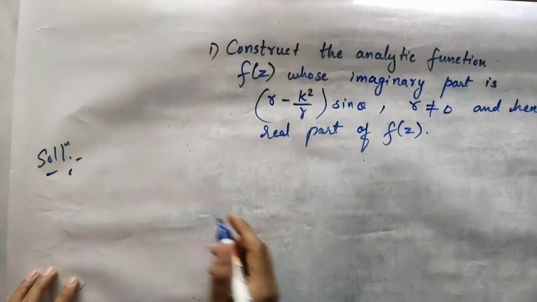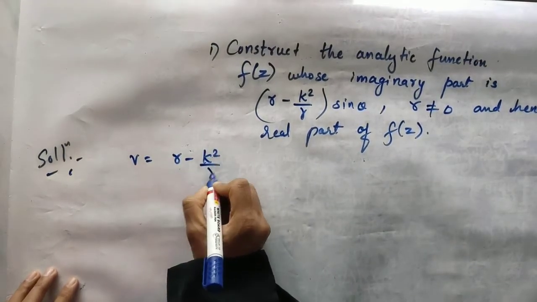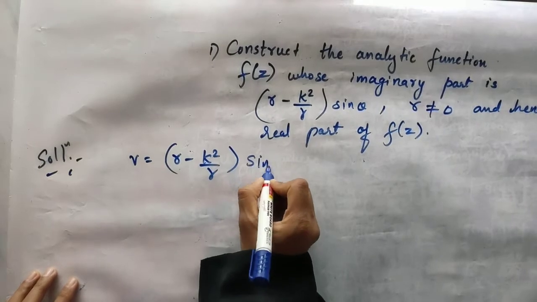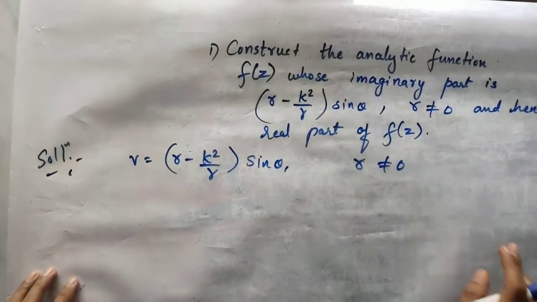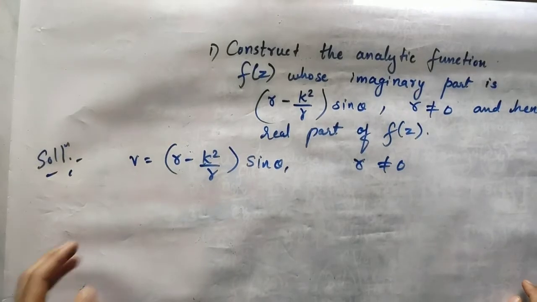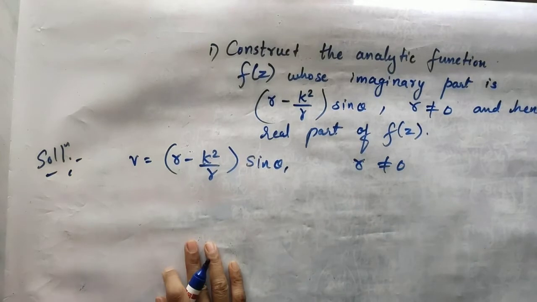So you are given v is equal to (r minus k square by r) sine theta, and it's clearly mentioned that r is not equal to 0. What will happen if r is equal to 0? It's clear that v will not be defined. So make a note, that's why r is not equal to 0.